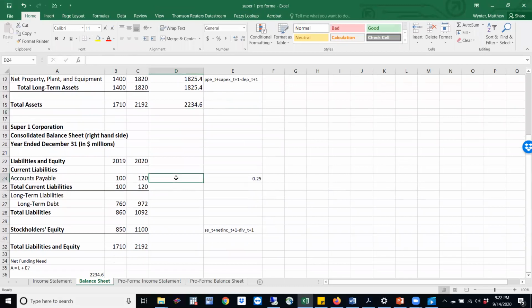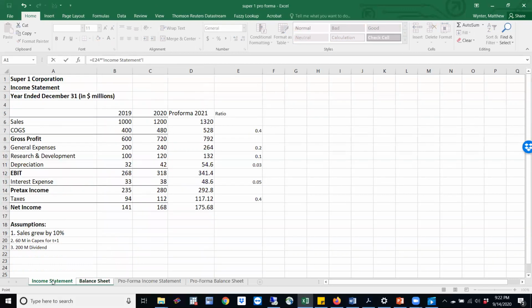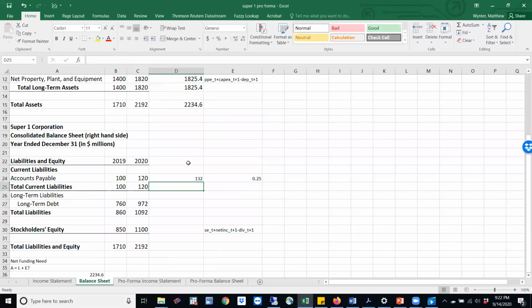My accounts payable, it's going to equal my ratio multiplied by my projected cost of goods sold. My long-term debt, I'm going to assume is unchanged. So my new total liabilities are going to equal my total current liabilities plus my long-term liabilities.